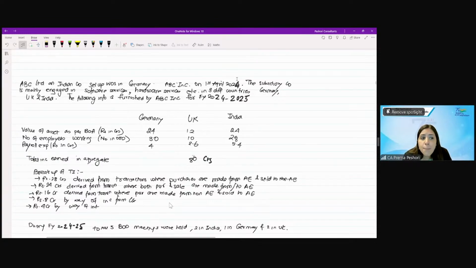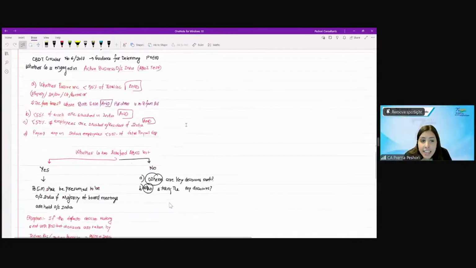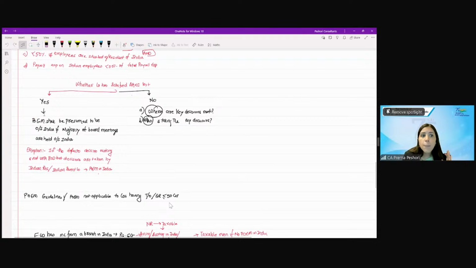Yes, so there is a presumption which is given, isn't it? So what did we discuss last time? We discussed that in case the ABOI test is satisfied, the POEM shall be presumed to be outside India if the majority of the board meetings are held outside India. So at the first instance, there is a presumption which is created. Now in this question, where are the majority of the board meetings conducted?